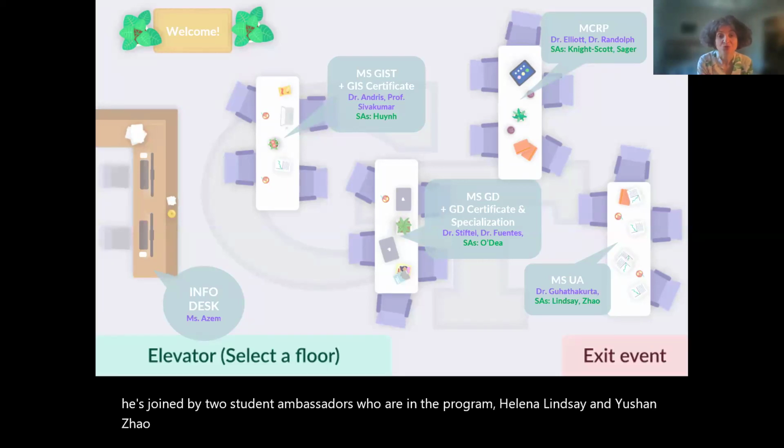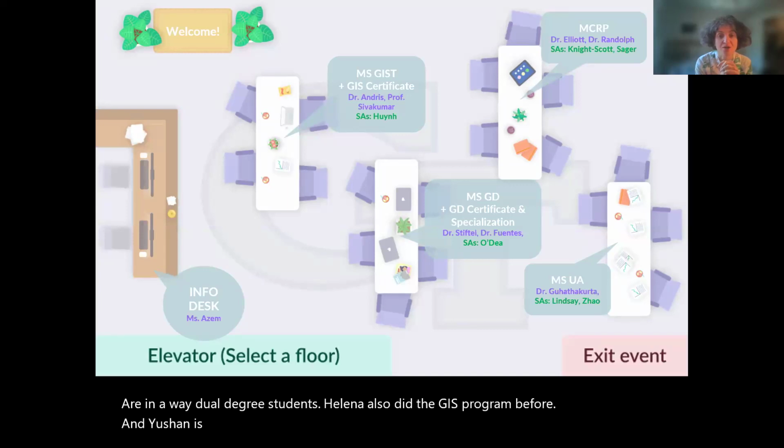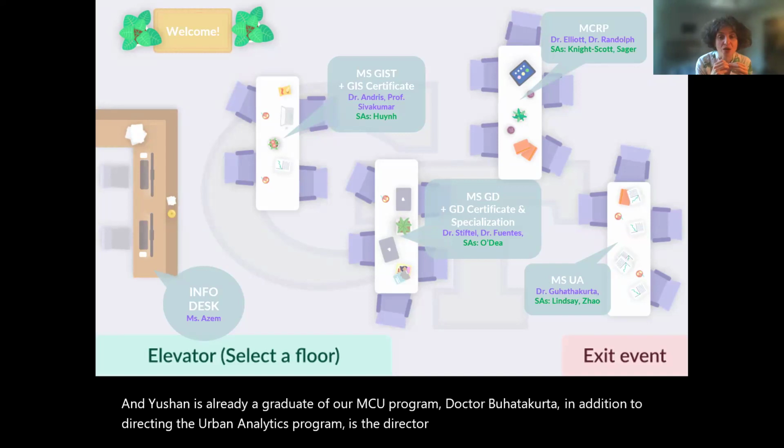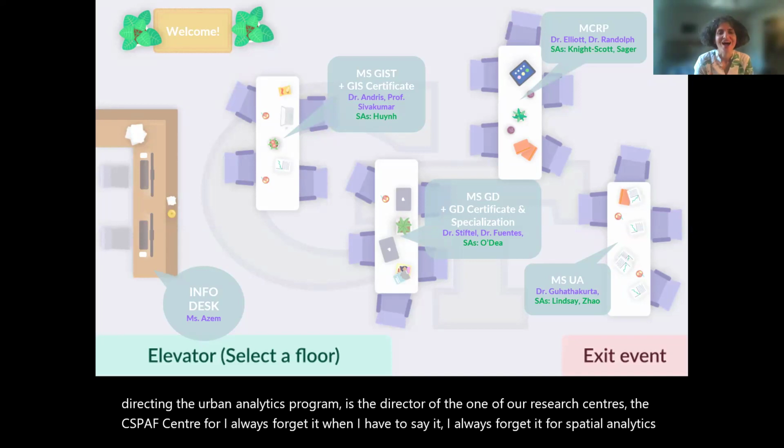Now, Helena and Yushan actually are, in a way, dual degree students. Helena also did the GIS program before, and Yushan is already a graduate of our MCRP program. Dr. Guja Takurta, in addition to directing the Urban Analytics program, is the director of one of our research centers, the CSPAV, Center for, I always forget it. When I have to say it, I always forget it, for spatial analytics, visualization, and something else.